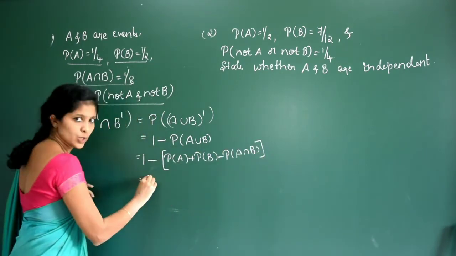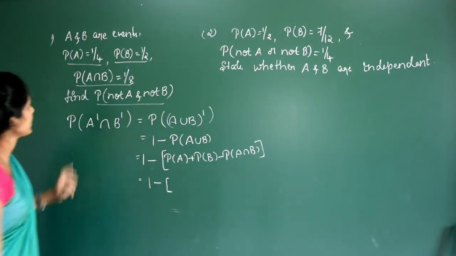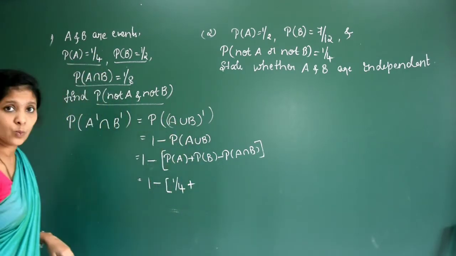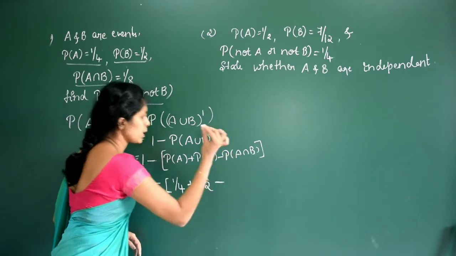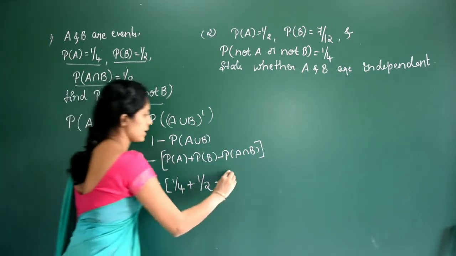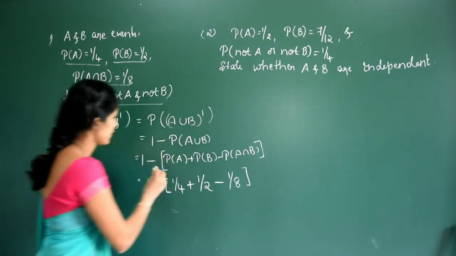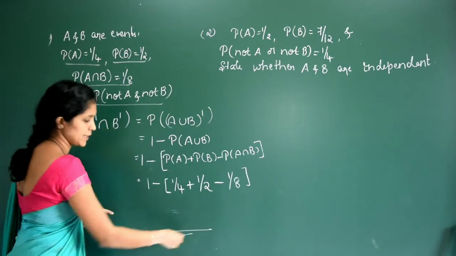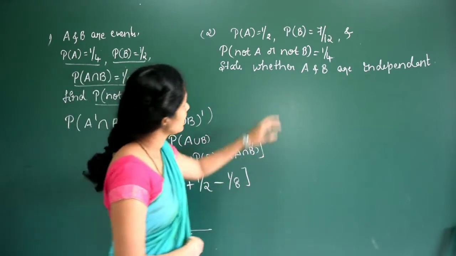Right? So this is equal to 1 minus, what is the value of P of A? It is given 1 by 4, plus P of B is 1 by 2, minus P of A intersection B is 1 by 8. Okay? Simplify this one so that we will get the value of P of A dash intersection B dash. Complete this.